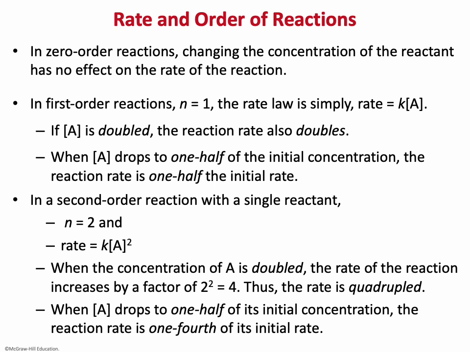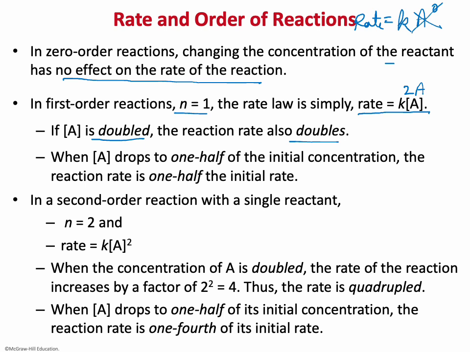So this is just explaining what I just explained, written in words. In zero order, changing the concentration of reactant has no effect on the rate of the reaction, and we saw why, because it's kA to the power of 0, which means your rate does not depend on A. In a first order reaction, n is 1. Rate law is rate is equal to kA to the power of 1. If A is doubled, the reaction rate also doubles. Why? Because you make this 2A, everything becomes 2kA. When A drops to 1/2, the rate will also become 1/2.